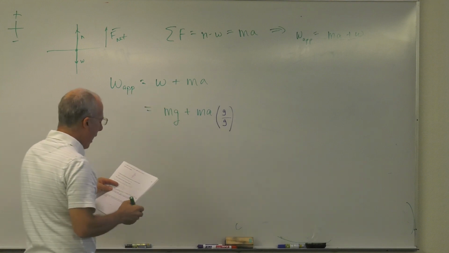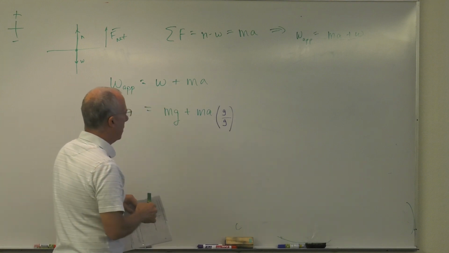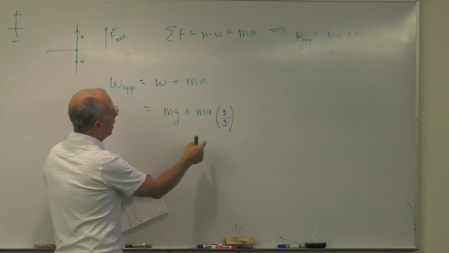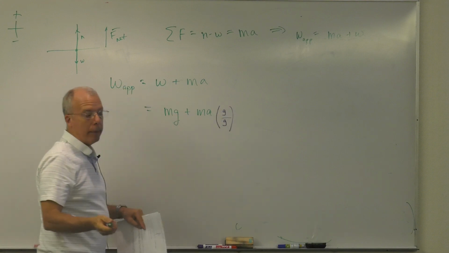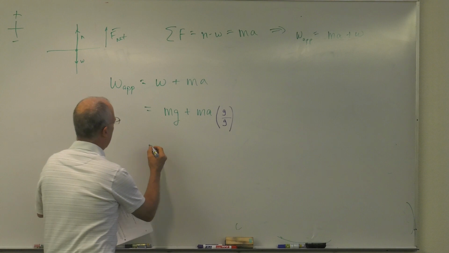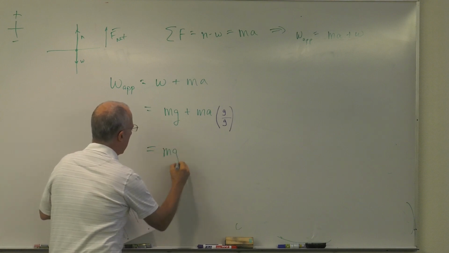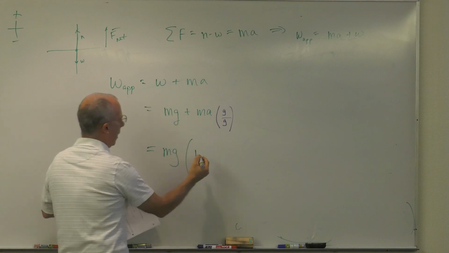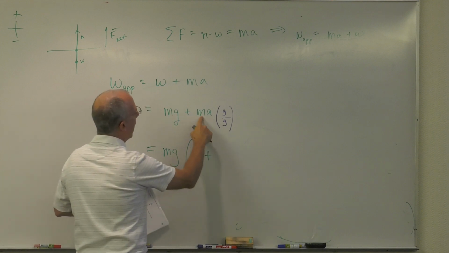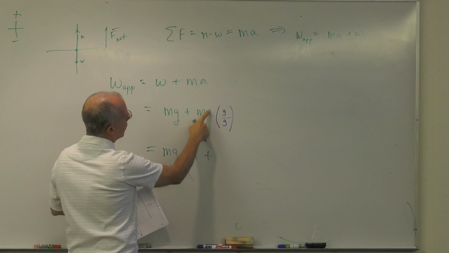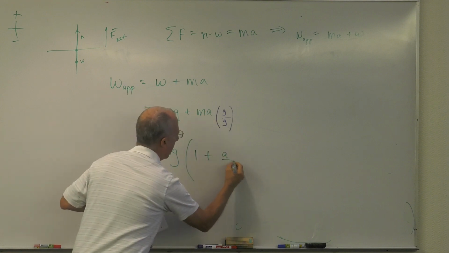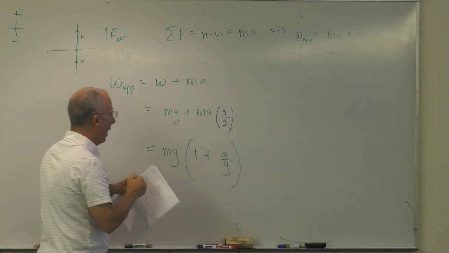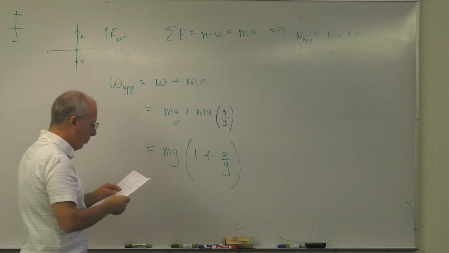Now we say, hey, here's an mg, and here's an mg, so we have a common factor. So we're going to factor it. We pull out the mg, and then here we have a 1, right? mg times 1 is that. And what do we have here? Well, here's an m, here's a g, so what we have left is a divided by g. Okay, now, that's what we wanted to come up with.